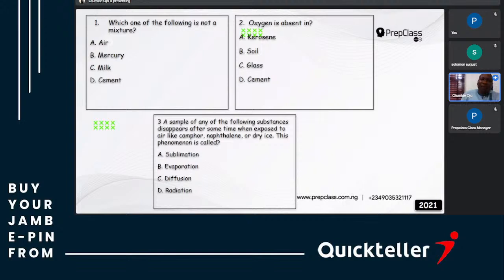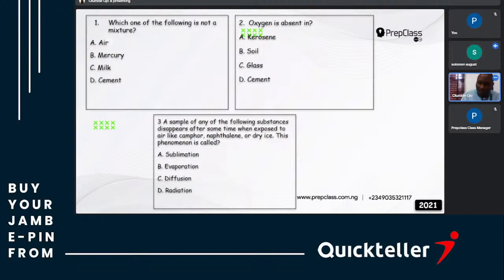So we have this now. They say which one of the following is not a mixture? That means the rest are mixtures. A, air; B, mercury; C, milk; then D, cement. Which one of the following is not a mixture?